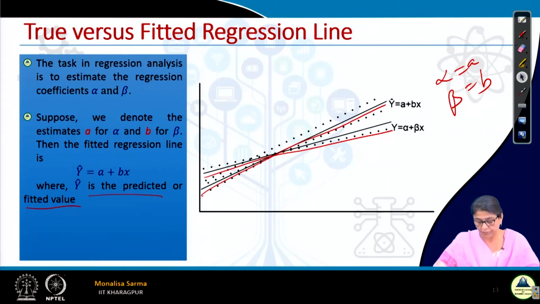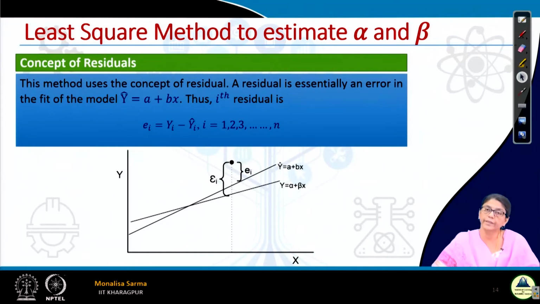Now we need to find out what that a and b are. For that, first we have to know a term called residual. To find the values of alpha and beta, one of the most used methods is called the least square method. We will be learning the least square method to estimate alpha and beta. The least square method uses a concept called residual.